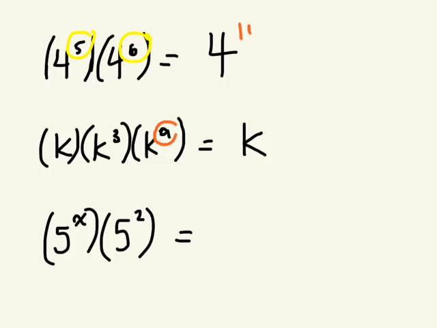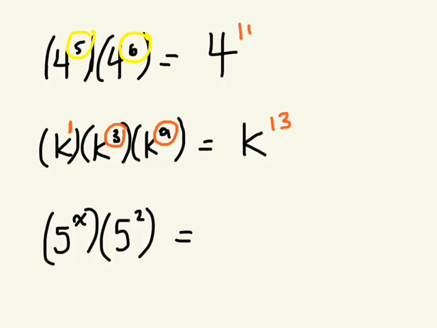We have our exponent of 9 plus 3 is 12, but we have to also put an imaginary 1 there. K to the power of 1. There's an exponent of 1, not 0. It's an exponent of 1. So the total is 13.